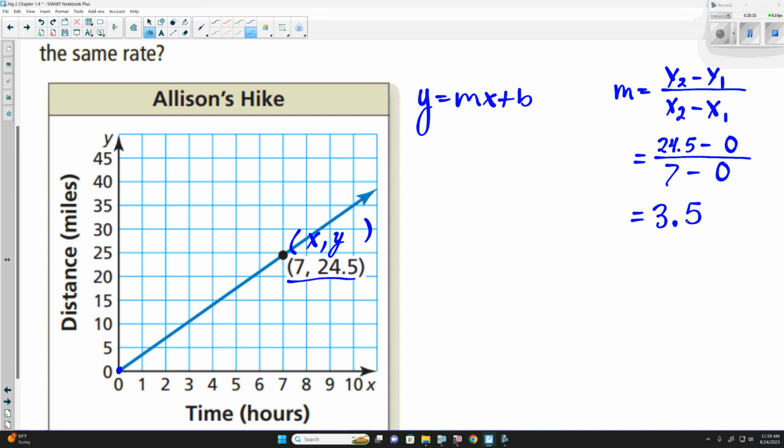Now at this point, we can plug it back into the equation. y is equal to 3.5x plus, what did we say our y-intercept value was? 0. So I could put plus 0. Does that add anything to it? No. So really all we have is 3.5x. That 0 is not included.